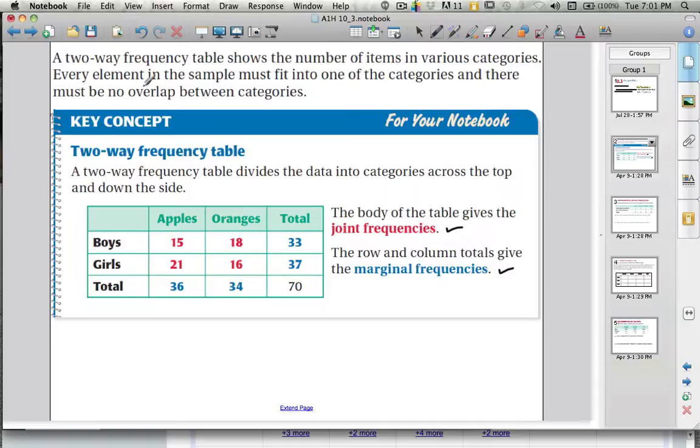So every element in the sample has to fit into one of the categories, and there must be no overlap. We need to make sure we don't count any individual two times.